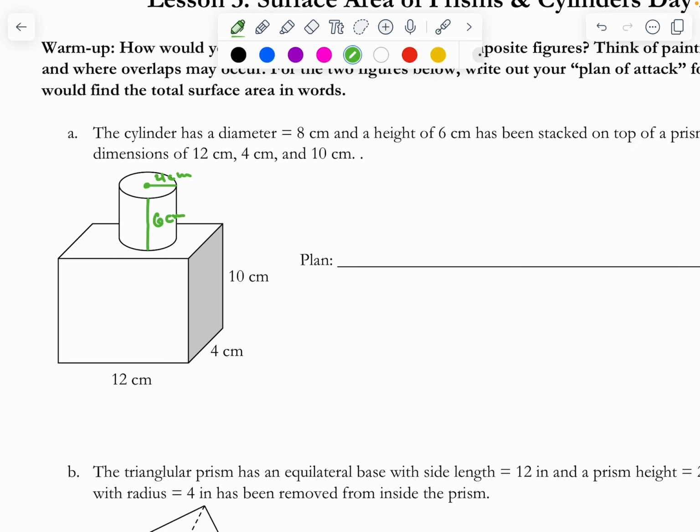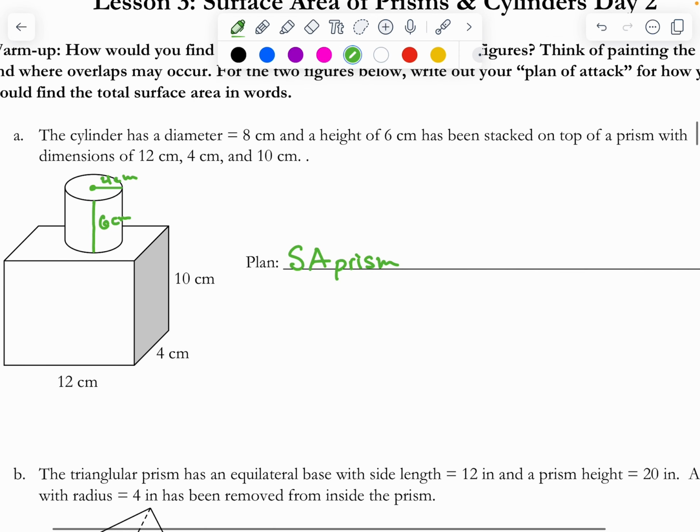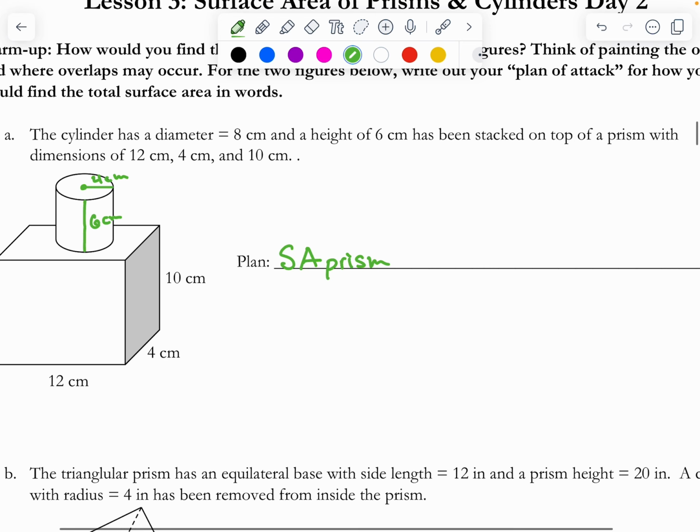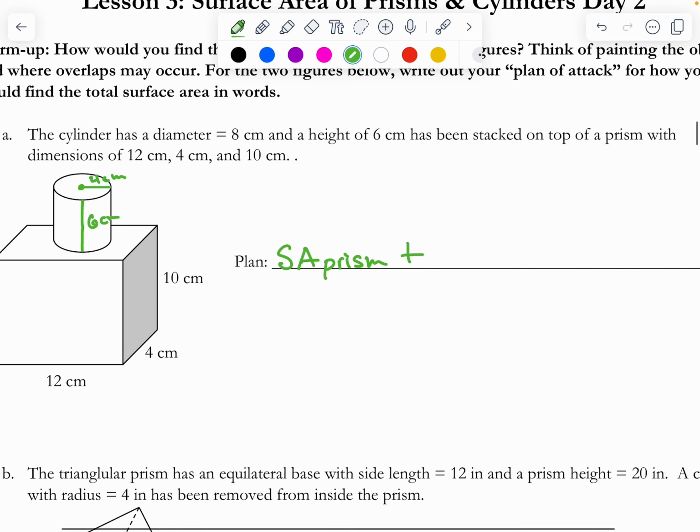So my plan of attack, you know what I'm going to do? I'm going to find the surface area of the prism. I'm going to go ahead and then add, the way that I'm going to do this, the lateral area. Let's do that. I think that's going to be the easiest way. Lateral area of the cylinder.